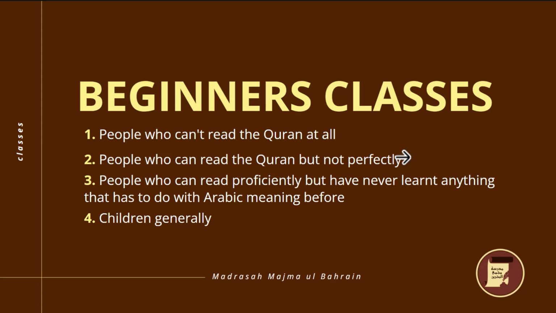The first of them are those who cannot read the Quran at all. So if you can't read the Quran at all, then the beginners class is appropriate for you. The second category of people are those who can actually read the Quran, however, it's not perfect. So if you also fall in this category, the beginners class is also ideal for you. The third category of people are those who can read the Quran proficiently, however, they've never learned anything that has to do with Arabic meaning before. They've not interacted with Arabic text and translated them before. So for those people too, the beginners class will also be ideal. And also children. Our children too can actually participate in this class because it's also designed to accommodate children too.